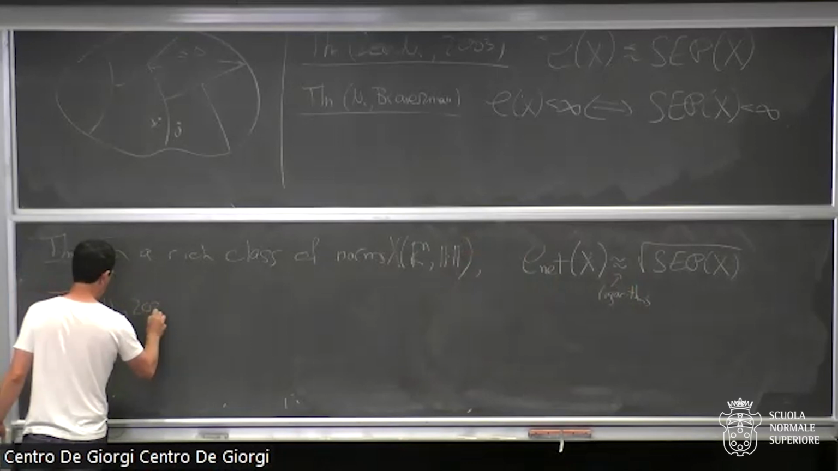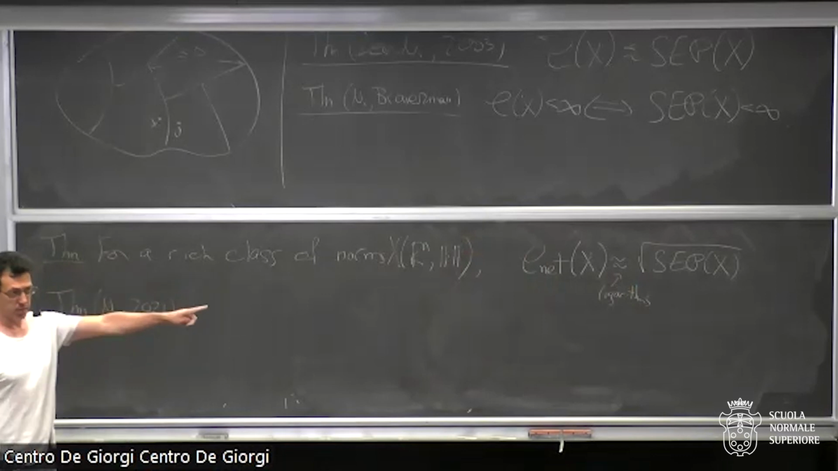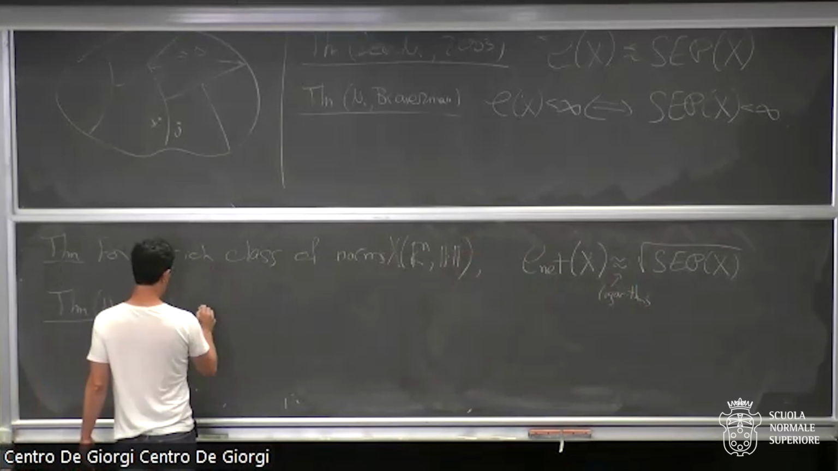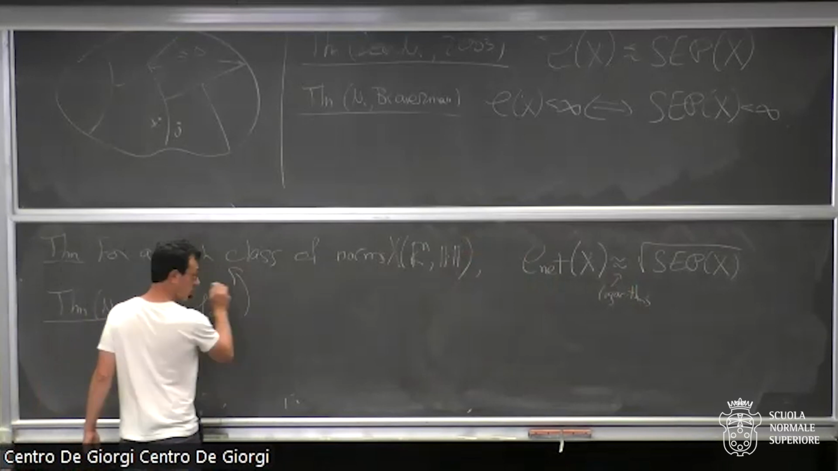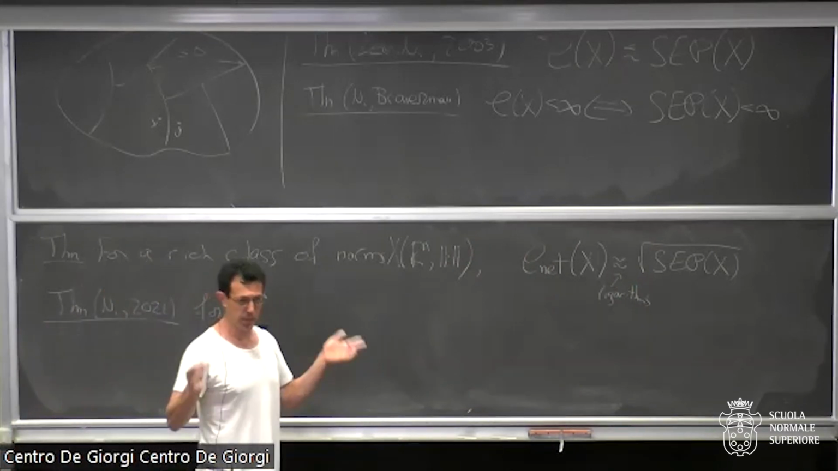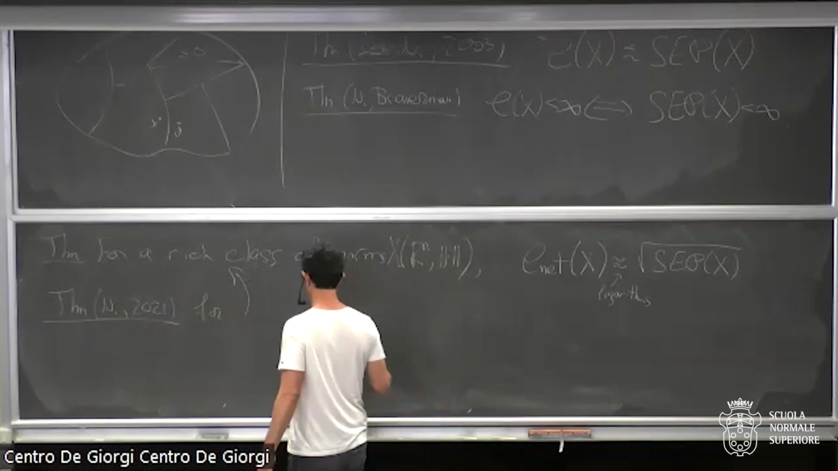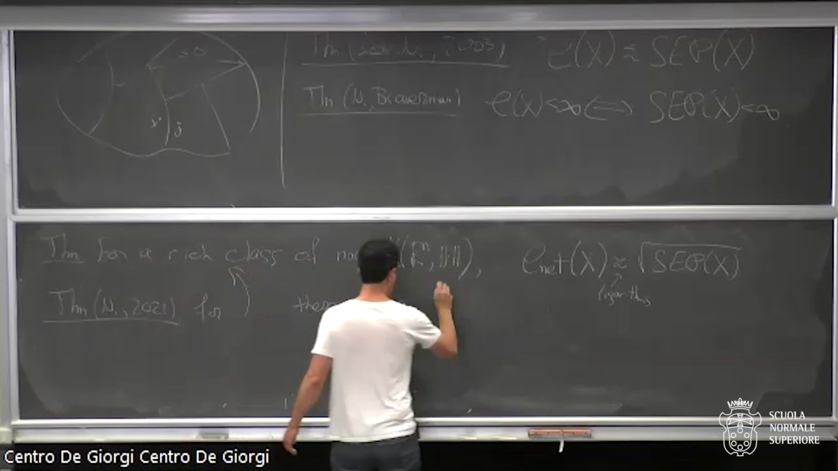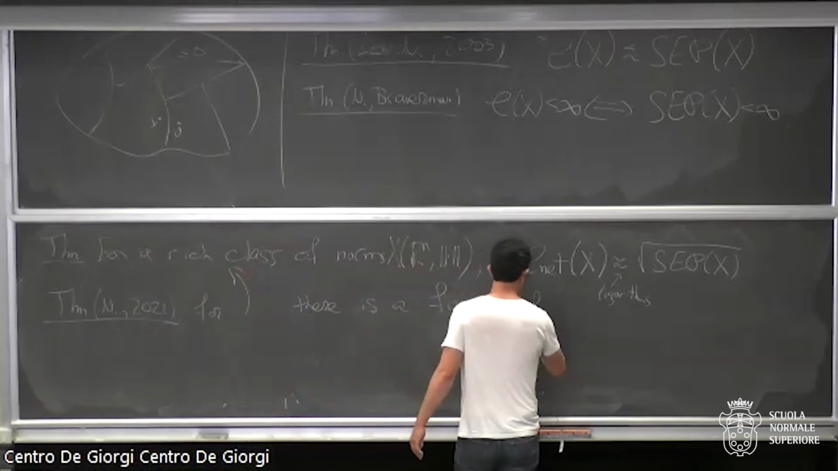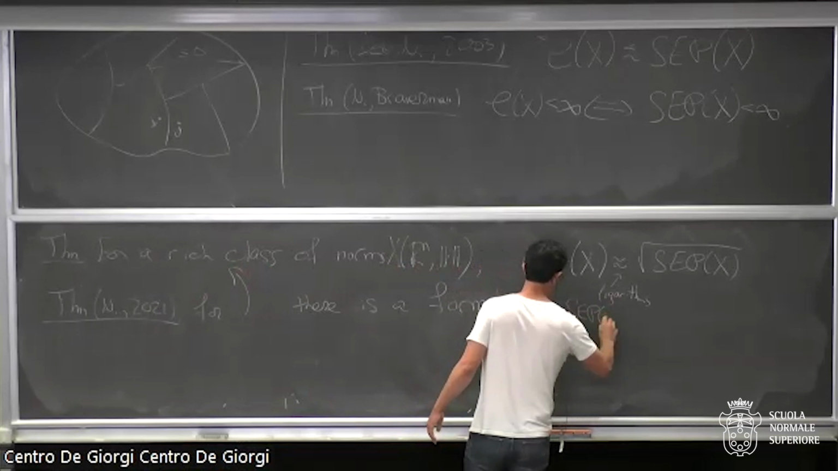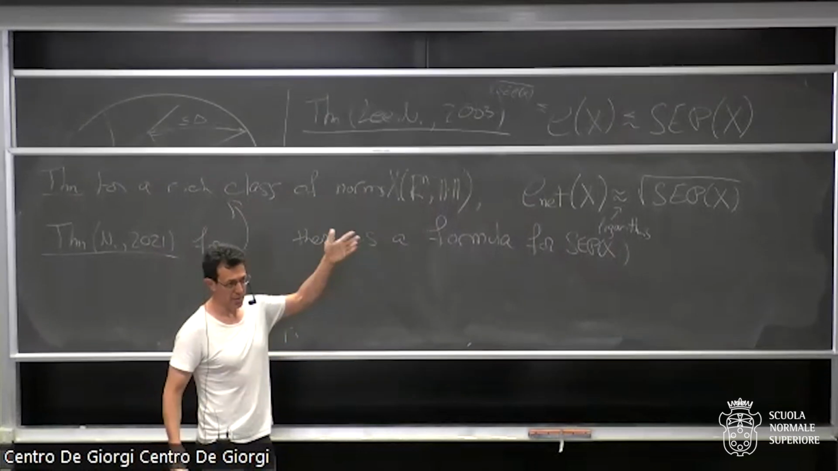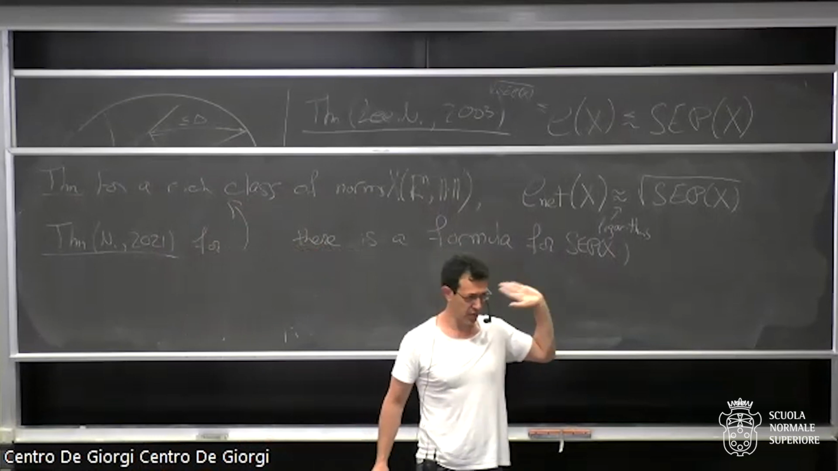In this paper, I dedicated a lot of effort to devising methods to compute sep of X, and there is a formula for sep of X. So for this rich class of norms, which I can define, but think about Hilbert space, L_p, etc., there is a formula that I gave, for sep of X, again, up to lower order terms, up to logarithms. So I actually know how to compute sep of X, and therefore extensions from nets is solved, as far as I'm concerned.